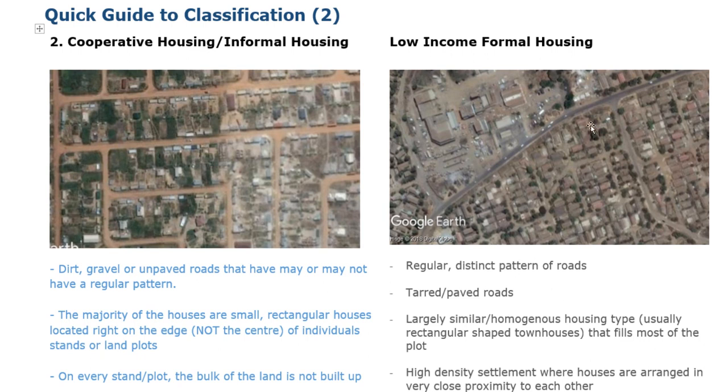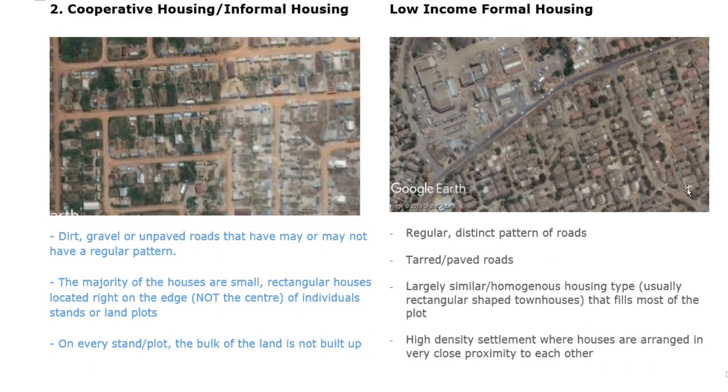Moving on to the low-income formal housing area, there is a regular or distinct pattern of roads, as we can see here. The roads are usually tarred or paved, as we can also see here. The houses are largely similar and homogeneous. It's a similar housing type, usually rectangular shaped townhouses, because there isn't a lot of space. Each individual house fills most of the available land on the individual plot or stand. This is a high density settlement where houses are arranged in close proximity to each other, as we can see here.